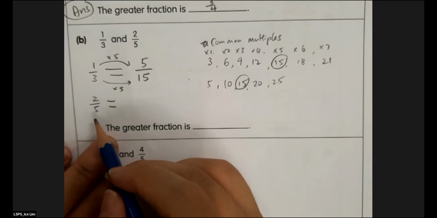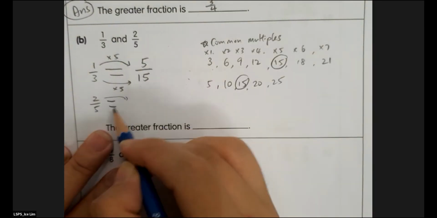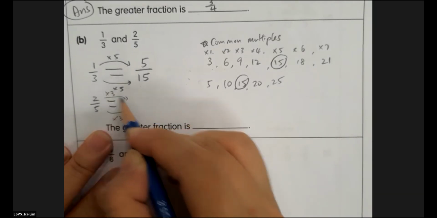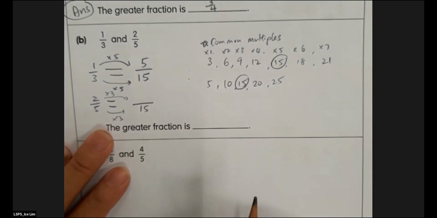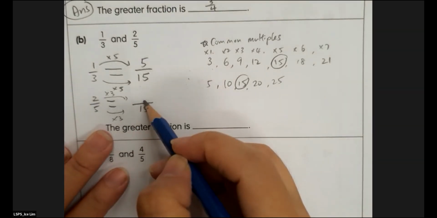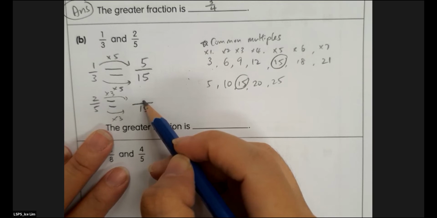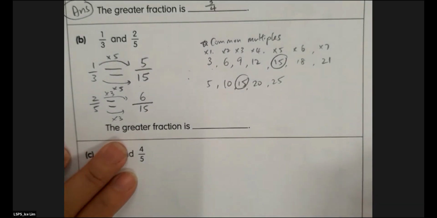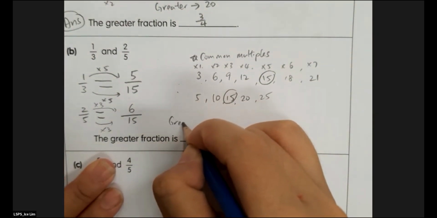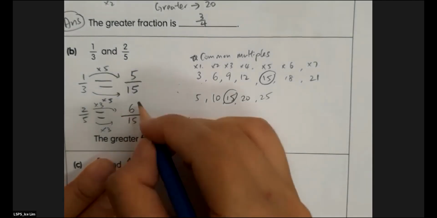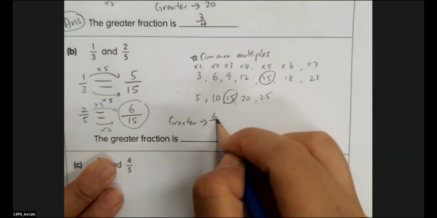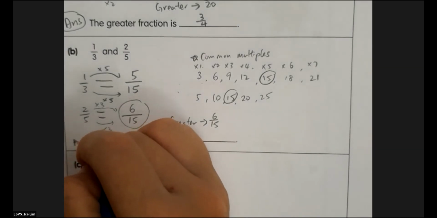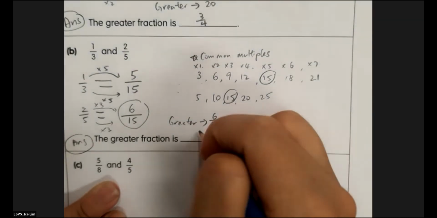Afiq, what's the equivalent fraction for 2/5? What's the numerator? 2 times 3, 6. 6/15. The greater fraction is, the answer will be 2/5.